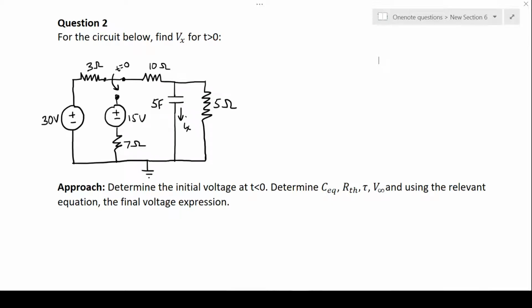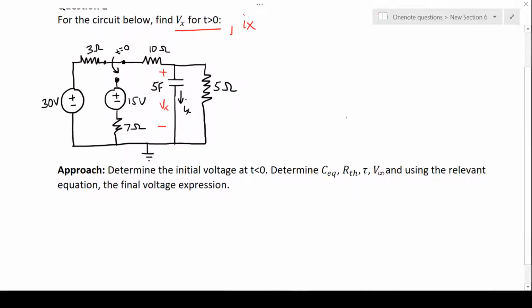Hello everyone, and welcome to this example recording on the step response of an RC circuit. So the question we're going to look at reads as follows. For the circuit below, find Vx for t greater than 0, and Vx would be your response over your capacitor. Usually it would be indicated in a diagram. And the second part of the question also wants you to determine Ix. So we're going to also look at Ix.